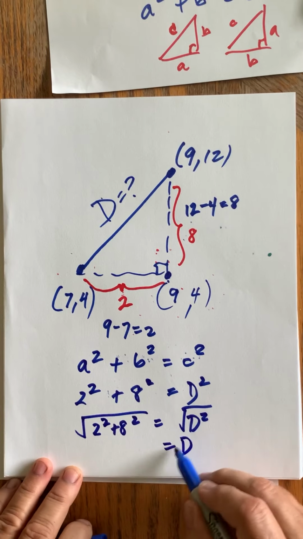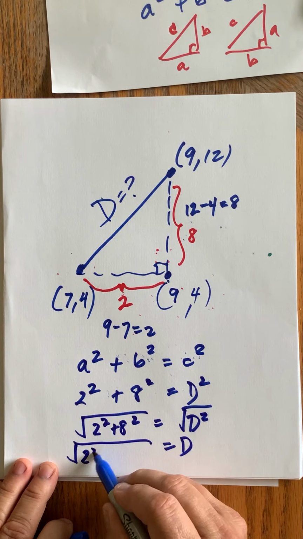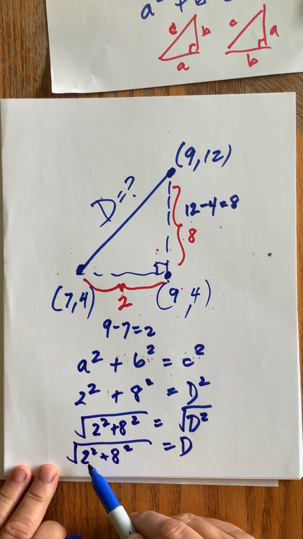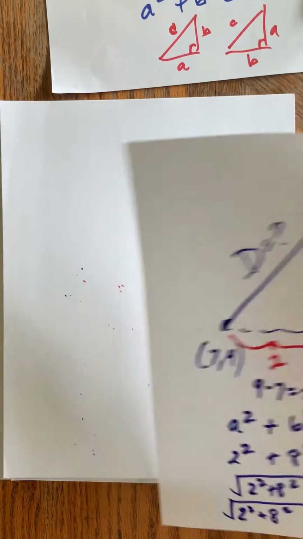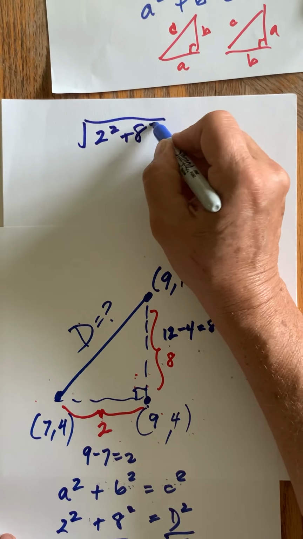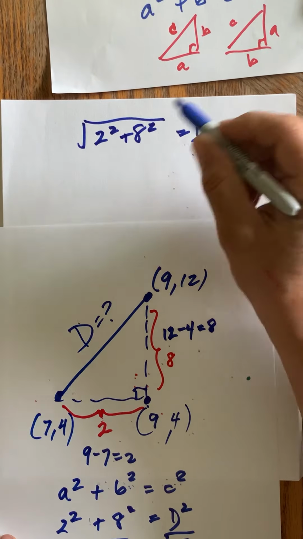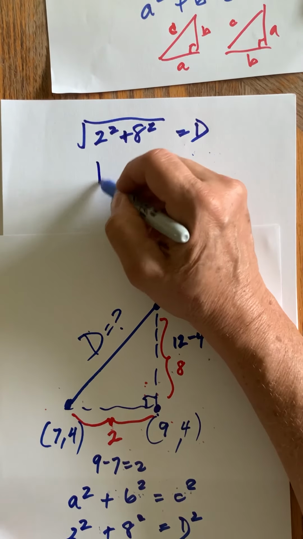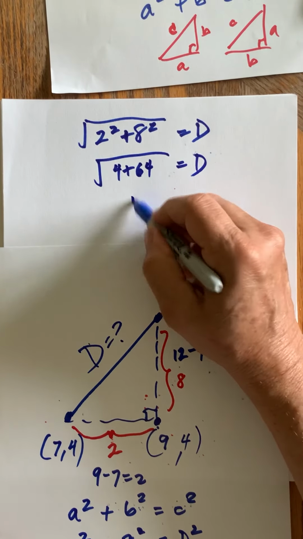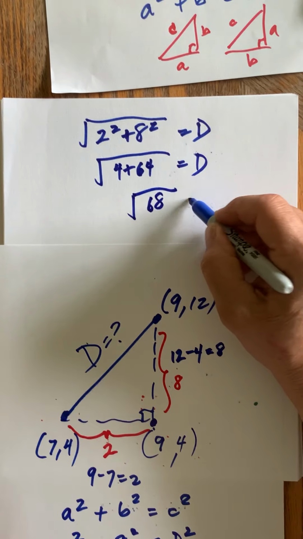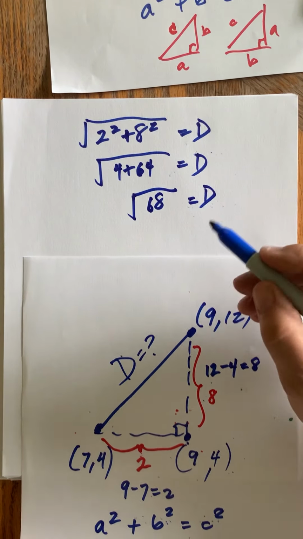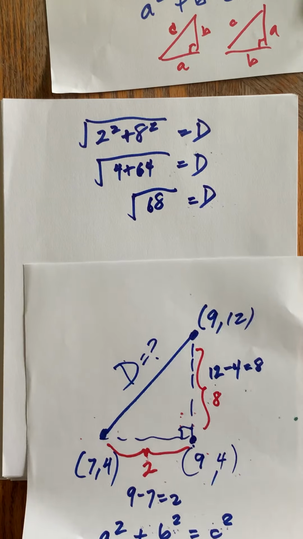So now you have D equals the square root of 2 squared plus 8 squared, which of course we could do. Let me get on a different paper. Let's go here. 2 squared plus 8 squared is equal to D squared. Take the square root of all this. So you have the square root of 4 plus 64. And now you have the square root of 68. So there's your answer. That's your distance.